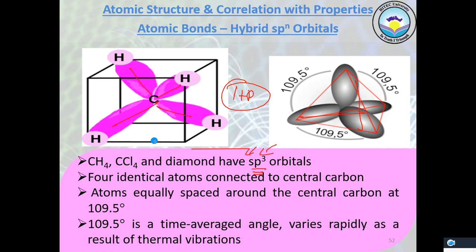So you can see the tetrahedral structure here, and the interatomic angle is 109.5 degrees. Atoms are equally spaced around the central carbon atom. 109.5 degrees is a time-average angle that varies rapidly as a result of thermal vibrations as well.